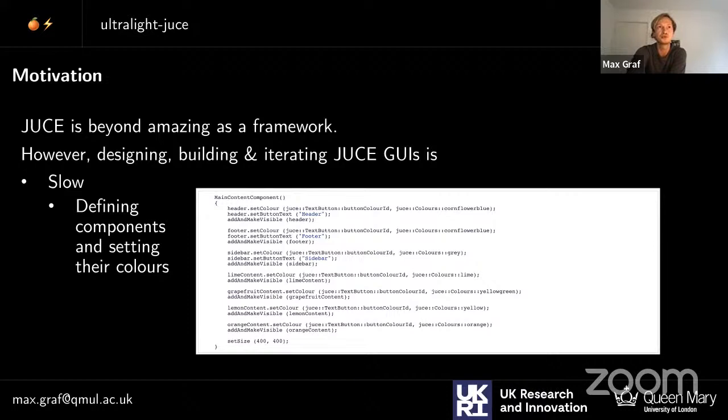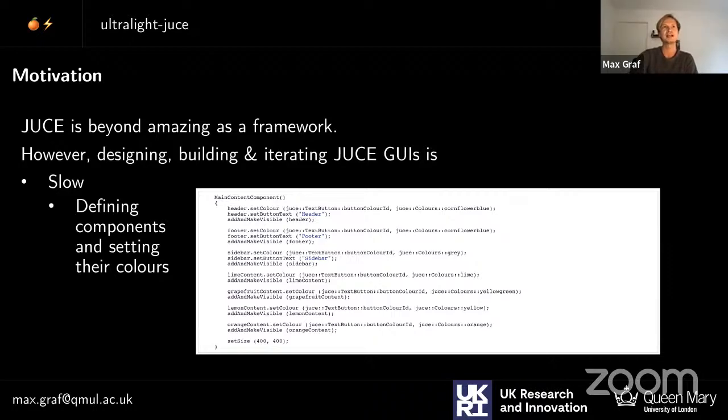As we all know, JUCE is beyond amazing as a framework for building audio applications and plugins and all of these nice things. But at least personally, I've worked with JUCE for about 5 years now, and I have found that designing, building, and especially iterating on plugins, on user interfaces in JUCE is a great number of things. It is slow. So here on the screenshot, we can see the code for defining a couple of components, I think for Flexbox that is, and then styling them, and all that has to be done in code.